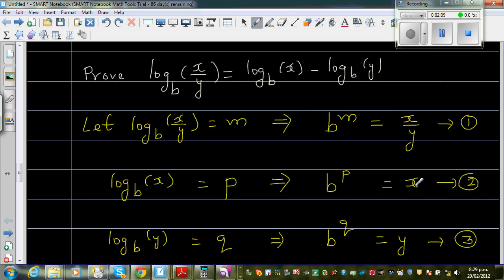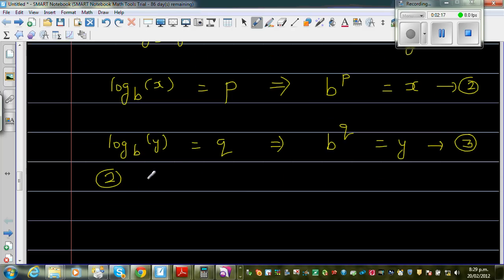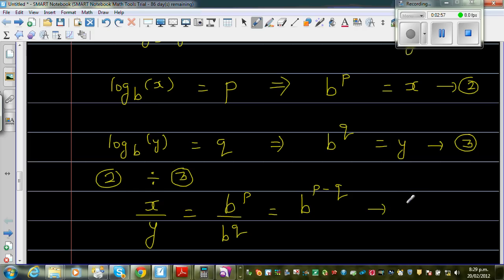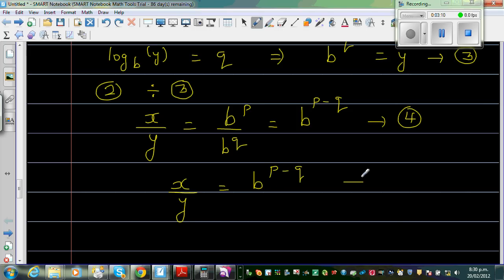Now what is it that we want to find? We want to get x divided by y. So I'm going to write 2 divided by 3. What does this mean? 2 divided by 3 means the right hand side of 2 divided by the right hand side of 3, that is x divided by y. If you divide the right hand side of 2 by the right hand side of 3, you have to divide the left hand side of 2 by the left hand side of 3. So this is b to the power p over b to the power q. Now using the rules of indices, this is the same as b to the power p minus q. So this is result 4. Therefore x over y is equal to b to the power p minus q.